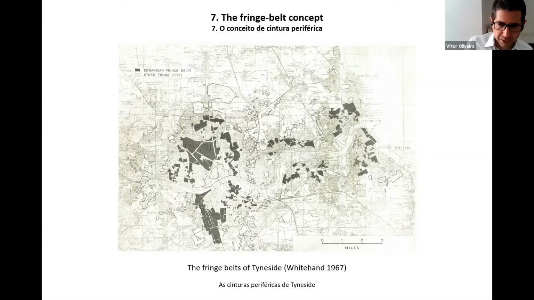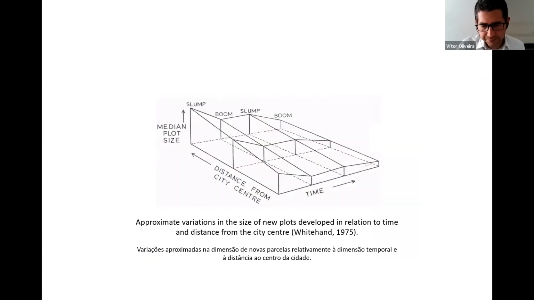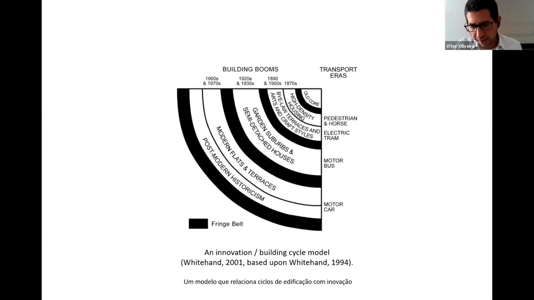And the main contributions that followed ANIC, I guess we can say that they were all promoted by Jeremy Whitehand. First, he gave the concept a metropolitan scale. So what we see here is Newcastle and the Tyneside conurbation, and what we have is the different dynamics of the different centralities of this conurbation. Then after exploring this new geographical scale, he started to bring together urban morphology and urban economics.